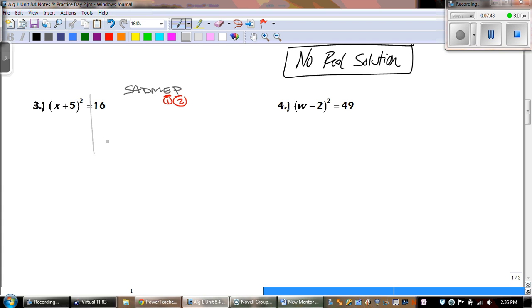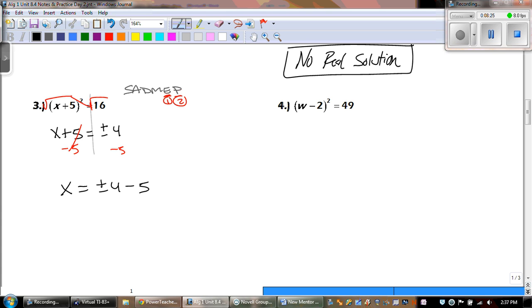So to get rid of our exponents, we take the square root. And then we have x plus 5 equals, and remember, the square root of 16 is plus or minus 4. We still have 2 answers. Now, to get the x by itself, we would subtract 5 from both sides. So what we're saying here is x is equal to plus or minus 4 minus 5.